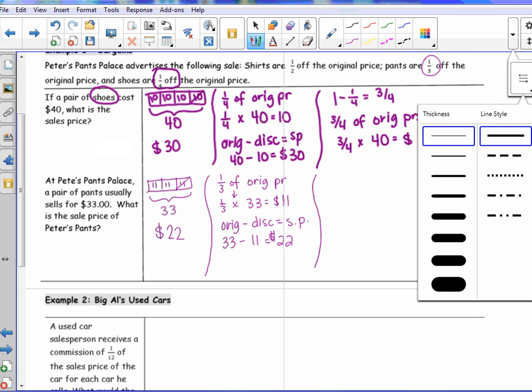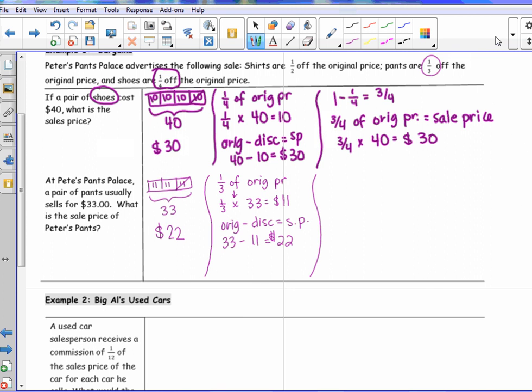The third way to solve this problem, and this is the most efficient way, is to figure out what percent or what fraction you are paying. So 100% of the cost would be 1. You're going to save 1/3, so we'll subtract 1/3, and that gives us 2/3, and 2/3 of the cost is what we'll need to pay.